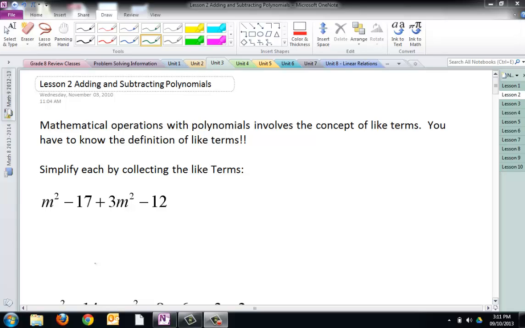All right, ladies and gentlemen, welcome to lesson 2 in our polynomials unit. Today we are going to discuss adding and subtracting polynomials.